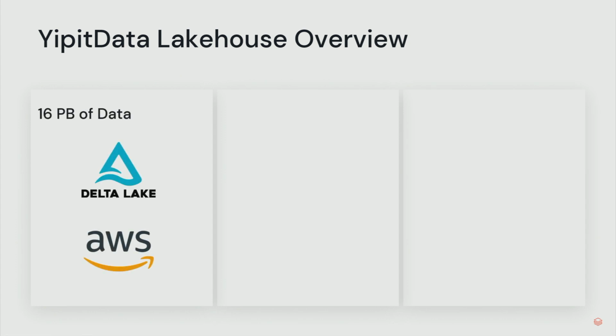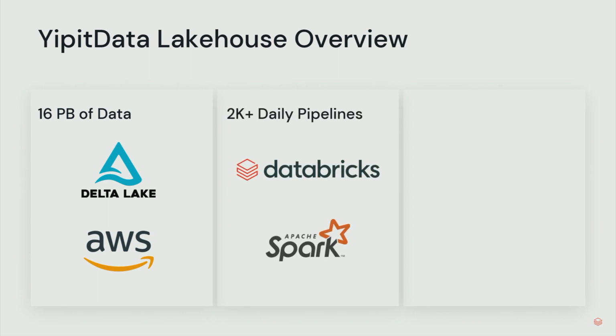And so to make this happen, we have to provide a lot of data. We work in our Lakehouse with over 16 petabytes of data. All of that's in the Delta format. We use Amazon as our cloud provider. And to keep this data fresh, there's a lot of ETL that has to happen. So we're running over 2,000 daily pipelines. All of that's orchestrated through Databricks. We use Apache Spark to do the data processing. And ultimately, that's what's being organized through those ETL pipelines, over 210,000 tables.